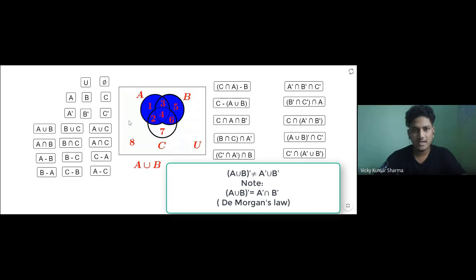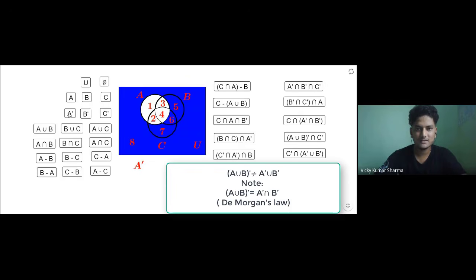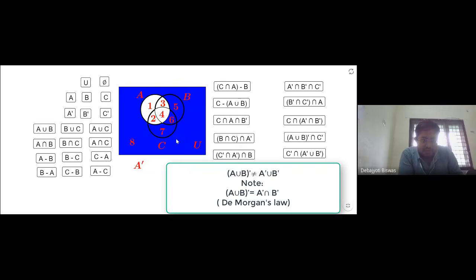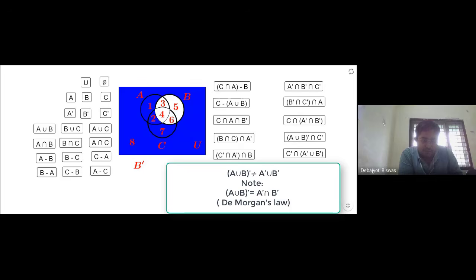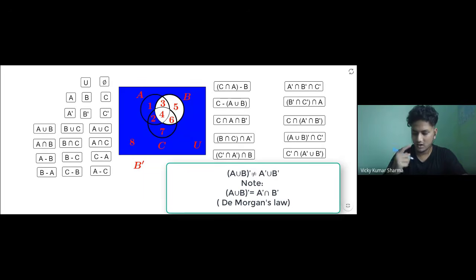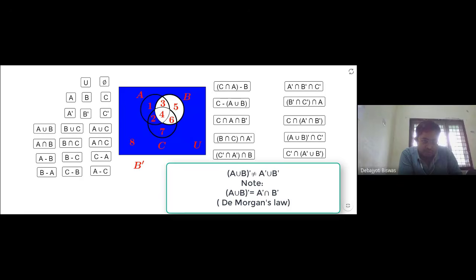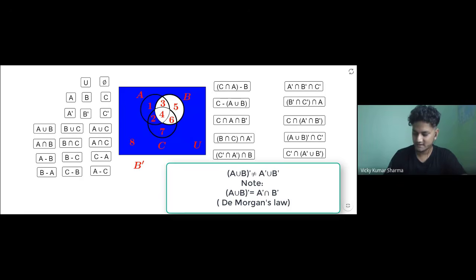Right? Now next you are asking what is my A complement union B complement. So what is my A complement first? A complement is my elements 5, 6, 7, 8. And what is my B complement? My B complement is 1, 2, 7, 8. So now you are saying it's a union of them, right? So which elements will you be left with? You will have 1, 2, 5, 6, 7, 8, right?